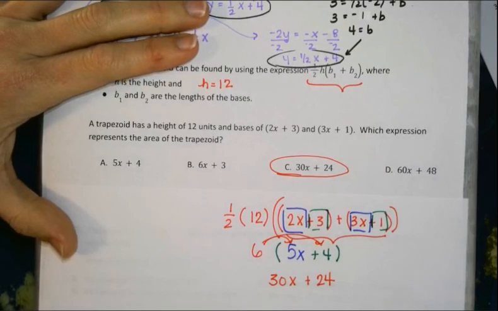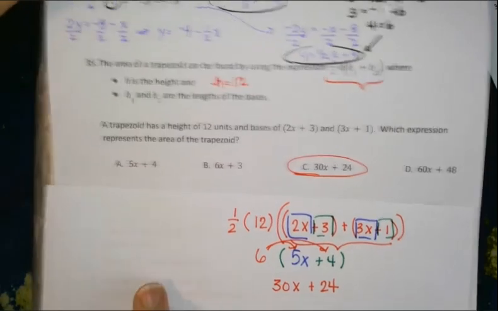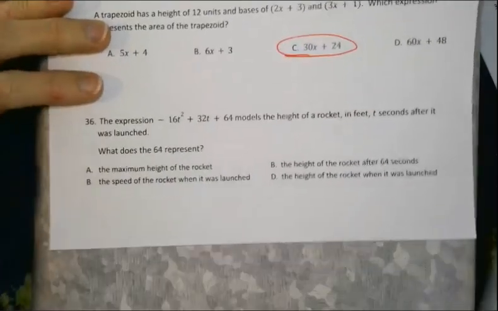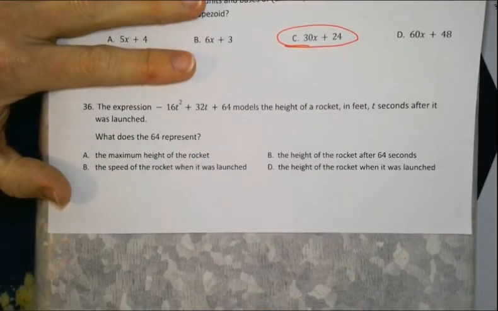Hopefully you guys gave that one a try. Most of these, they're going to give you the formula. So if you think back to function notation or just substituting in, they'll give you what the variables stand for, and then you just have to plug it in and use your polynomial operations to solve. So number 35, done.